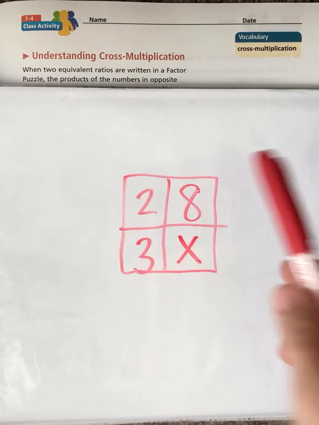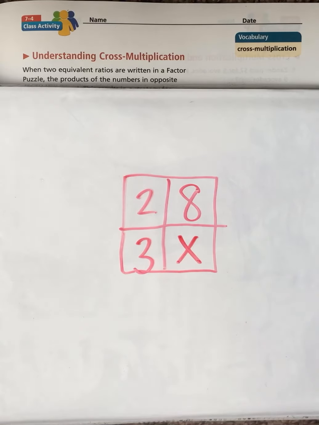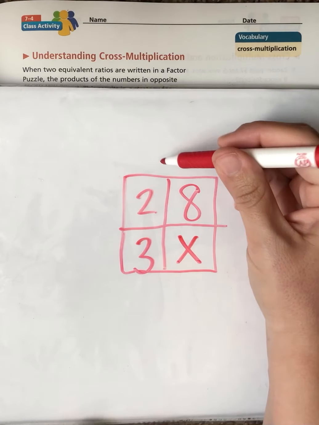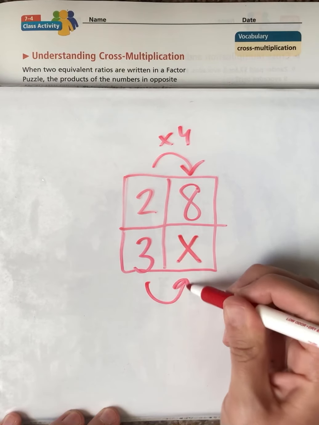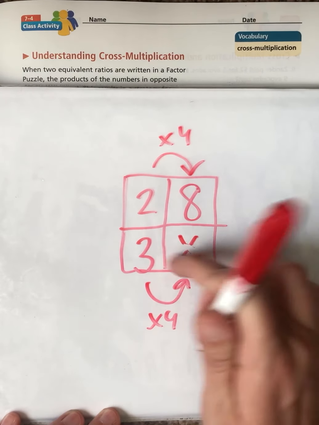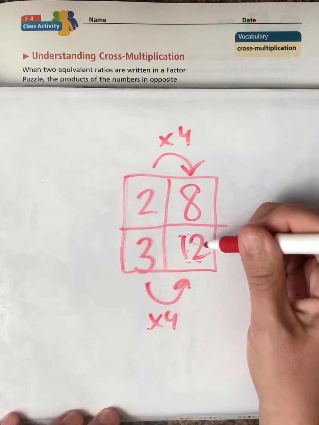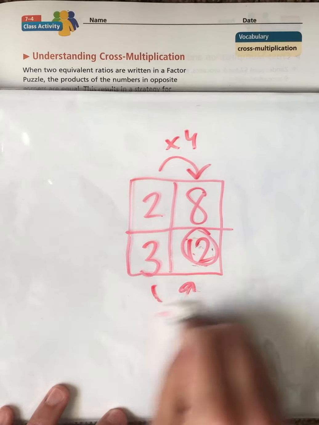And we know there's lots of ways to solve this using factor puzzle style. That would look like this. Hey, how do I get from 2 to 8? I multiply by 4. So I'm going to do the same right here. 3 times 4, and my missing number is 12. Hey, that's one way to do it.